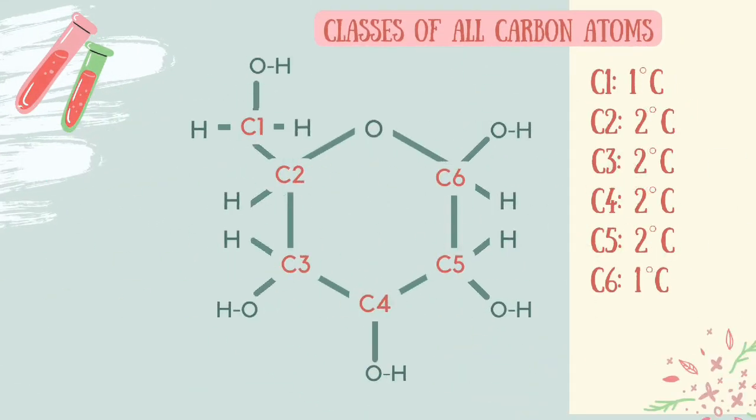Lastly, let's identify the classes of all carbon atoms that exist in the compound. Let's take a look at C1. The carbon is bonded to only one carbon atom. Hence, it is classified as a primary carbon. Same goes for C6. Now if we look at C2, it is bonded to two other carbon atoms. Therefore, it is classified as a secondary carbon. Hence, C3, C4 and C5 are secondary carbons as well.